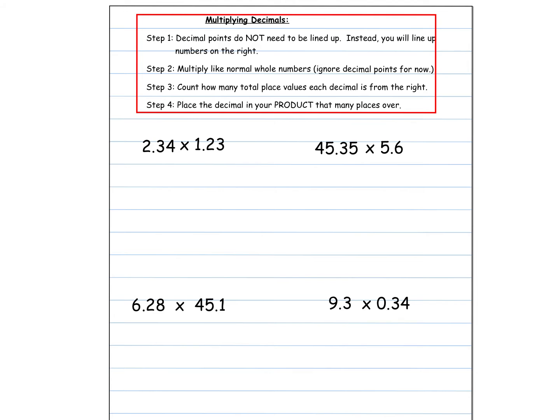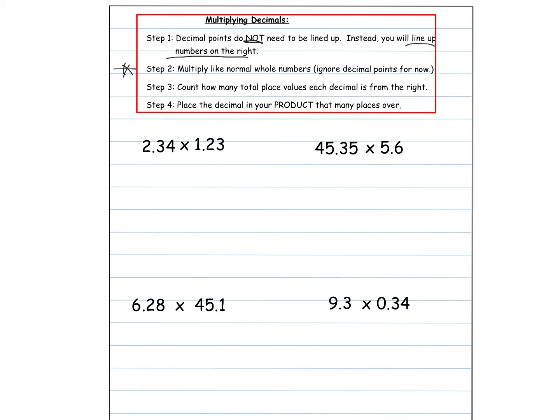So step number 1, the decimal points do not need to be lined up, like in adding and subtracting, where they do. Multiplying does not need to be lined up. Instead, you will line up the numbers on the right. Then we multiply like normal whole numbers. Ignore the decimal points for now.